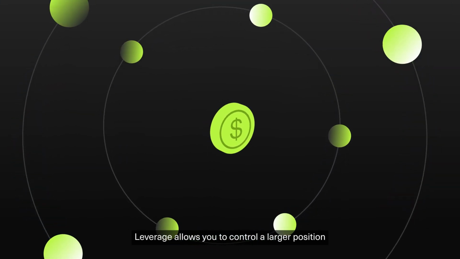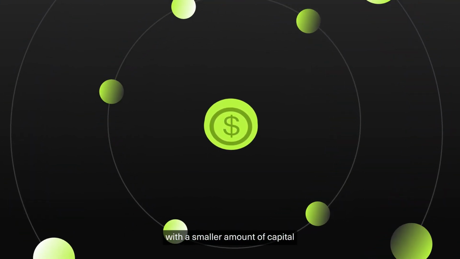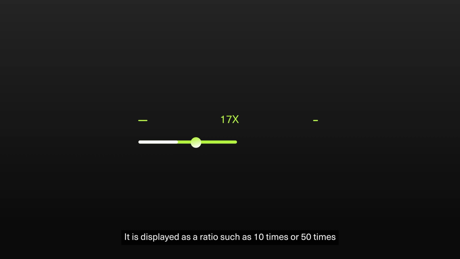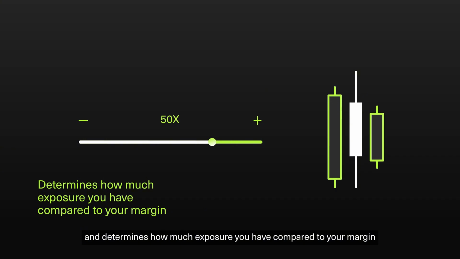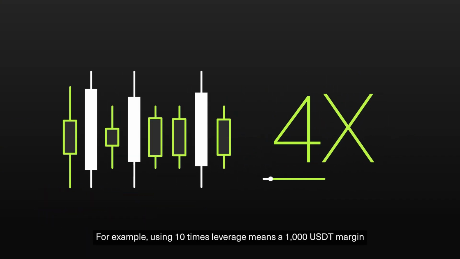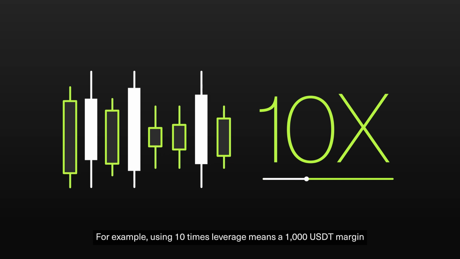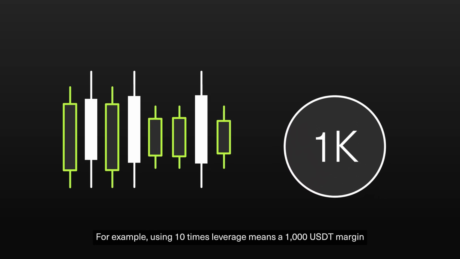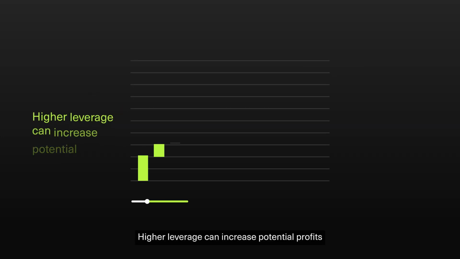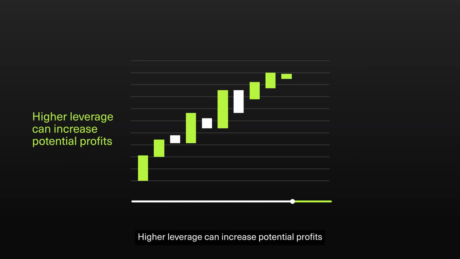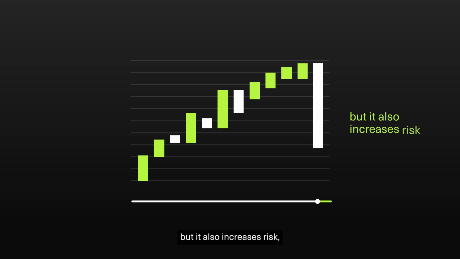Leverage allows you to control a larger position with a smaller amount of capital. It is displayed as a ratio, such as 10 times or 50 times, and determines how much exposure you have compared to your margin. For example, using 10 times leverage means a 1,000 USDT margin controls a 10,000 USDT position. Higher leverage can increase potential profits, but it also increases risk, so use it carefully.